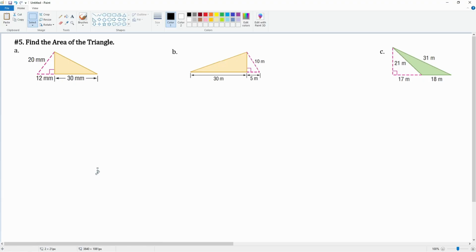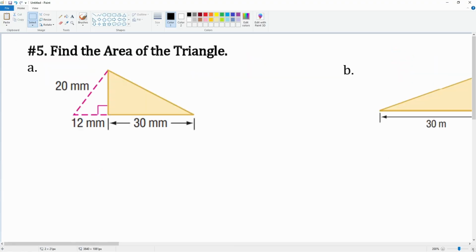Here we have number 5. We're asked to find the area of this triangle. Again, the area of a triangle is defined as area equals 1/2 base times height, right? So let's first look at the base. We're only looking at this because this is the shape itself. So the base is 30.